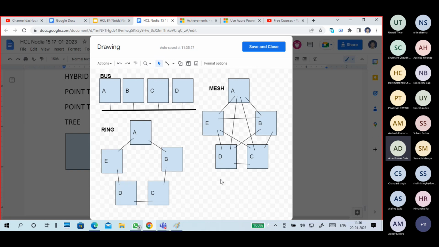Maybe cyber cafes use top level routers? You tell me. Maybe cyber cafes use mesh topology? Cyber cafes don't use it. They also use star topology. I'm talking about the internet service provider. You are getting internet, right?